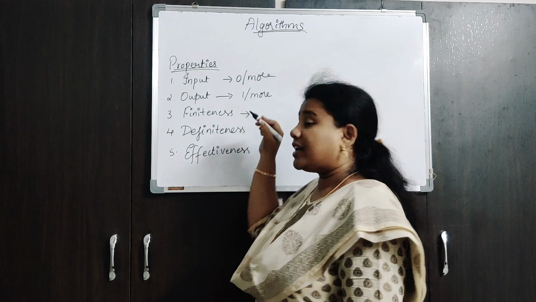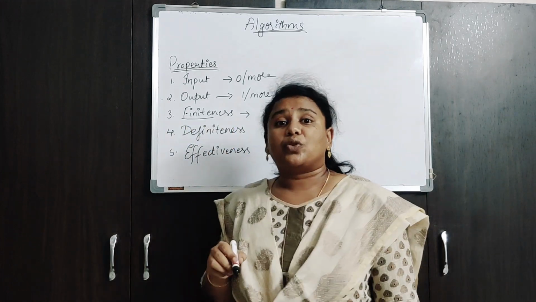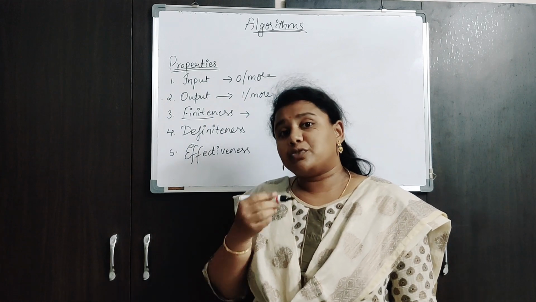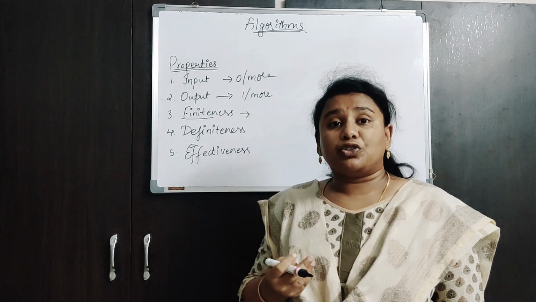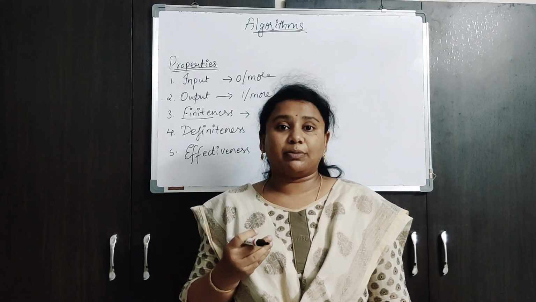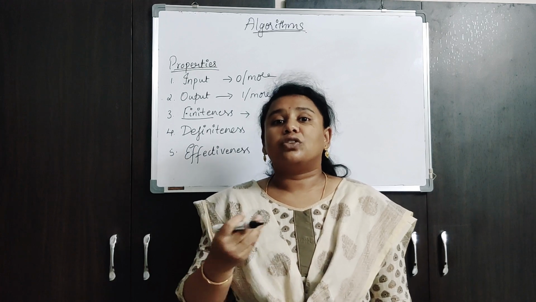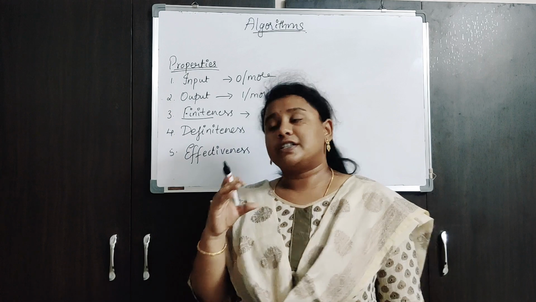Next, finiteness. What do you mean by finiteness? In the word itself we have finite. So it must be countable. You have to state the solution in a countable number of steps. You should not give your recipe in 1000 lines or 10,000 lines for just a tea preparation. That will not be called a solution for my problem. It must be in a very small number of steps.